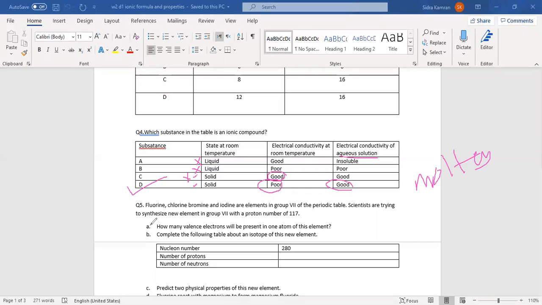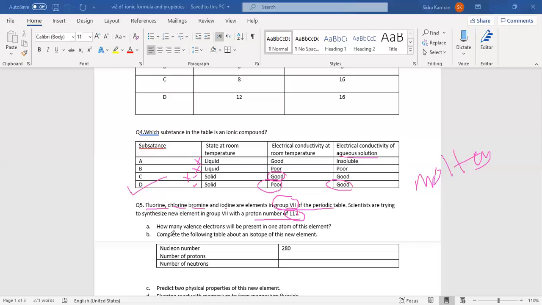Question number 5. Fluorine, chlorine, bromine, iodine are elements in group 7 of the periodic table. As we know, these all are halogens. Scientists are trying to synthesize new elements in group 7 with the proton number 117. So scientists are trying to discover this element. They are thinking that this element belongs to group number 7. So keep in your mind that this element belongs to group number 7.